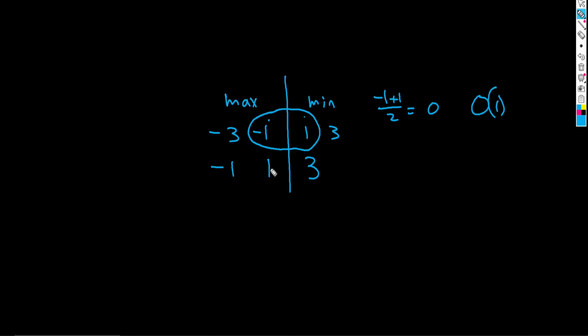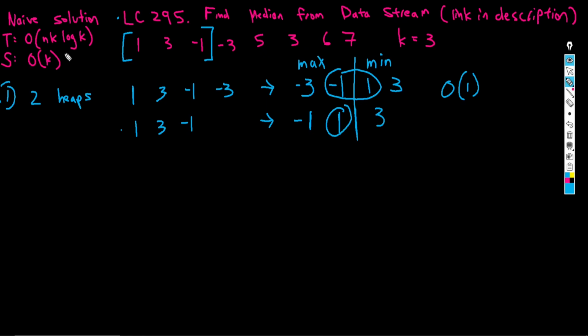And if our sliding window has an odd number of elements, then we can find the median of the sliding window by taking the top element of the max heap, which also takes O(1) time. Using the same example here, our window is currently at 1, 3, -1, and that represented using 2 heaps looks like this.